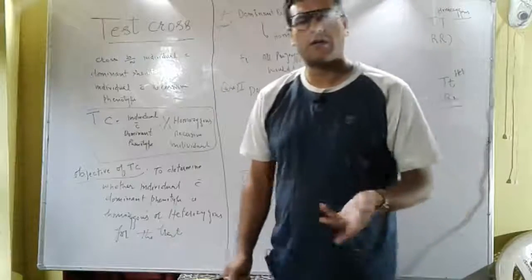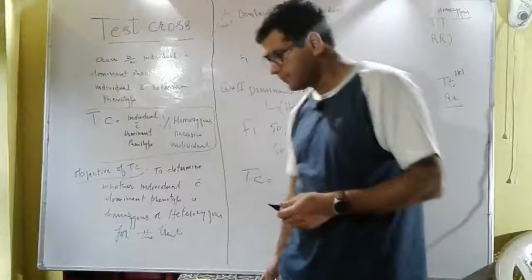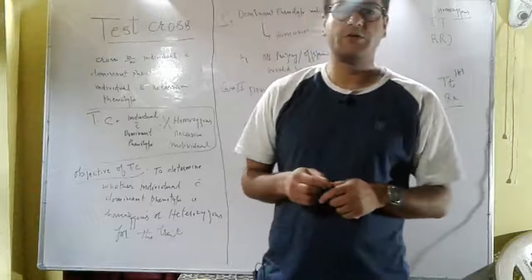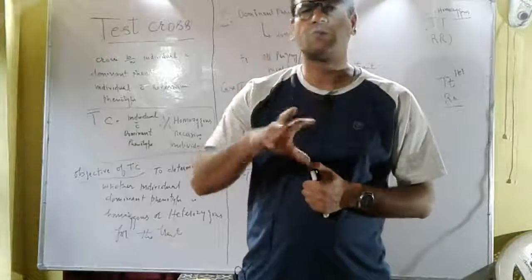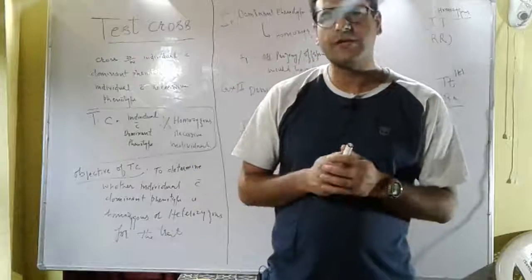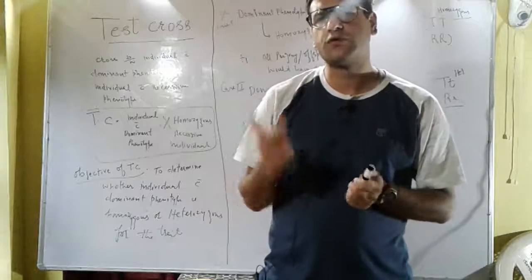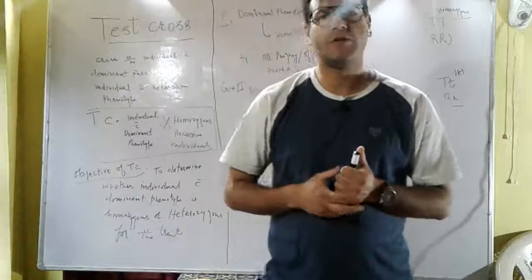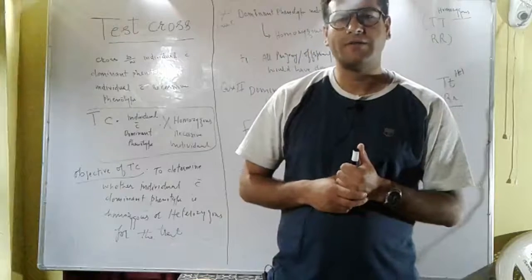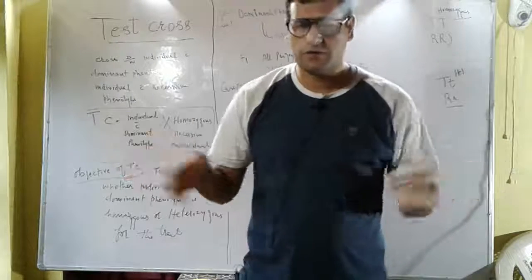Now we have got two cases. First case is we have got an individual with dominant phenotype. If it is homozygous, then in the F1 generation all the individuals would have the dominant trait.